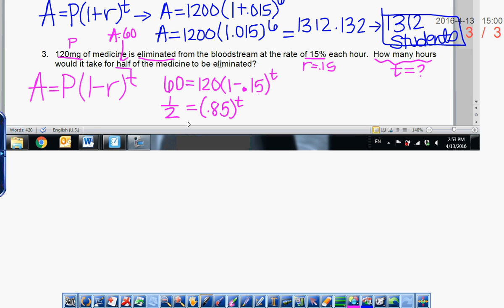All right, again, we're solving for an exponent, so we need to rewrite this as a log. So log base 0.85 of 1/2 equals T. Change of base formula. How do I do that? Log of the argument, so log of 1/2, over log of the base, so log of 0.85 is equal to T. Let's round to the nearest thousandth of an hour. Thousandth of an hour.